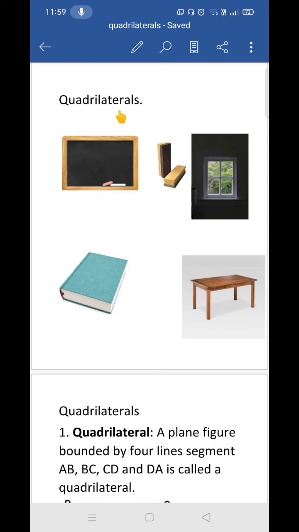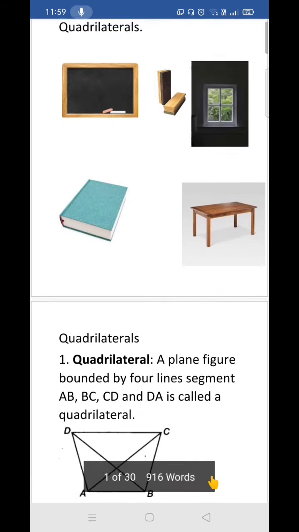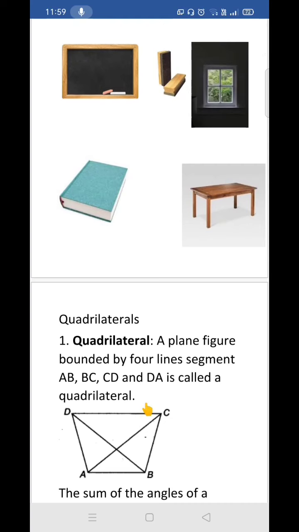Okay, so now let us begin with the definition of a quadrilateral. A quadrilateral is a plane figure which is bounded by four line segments AB, BC, CD and DA. Here you can see this is a quadrilateral, bounded by the four line segments AB, BC, CD and DA. The quadrilateral has four sides, four angles and four vertices A, B, C and D, right?